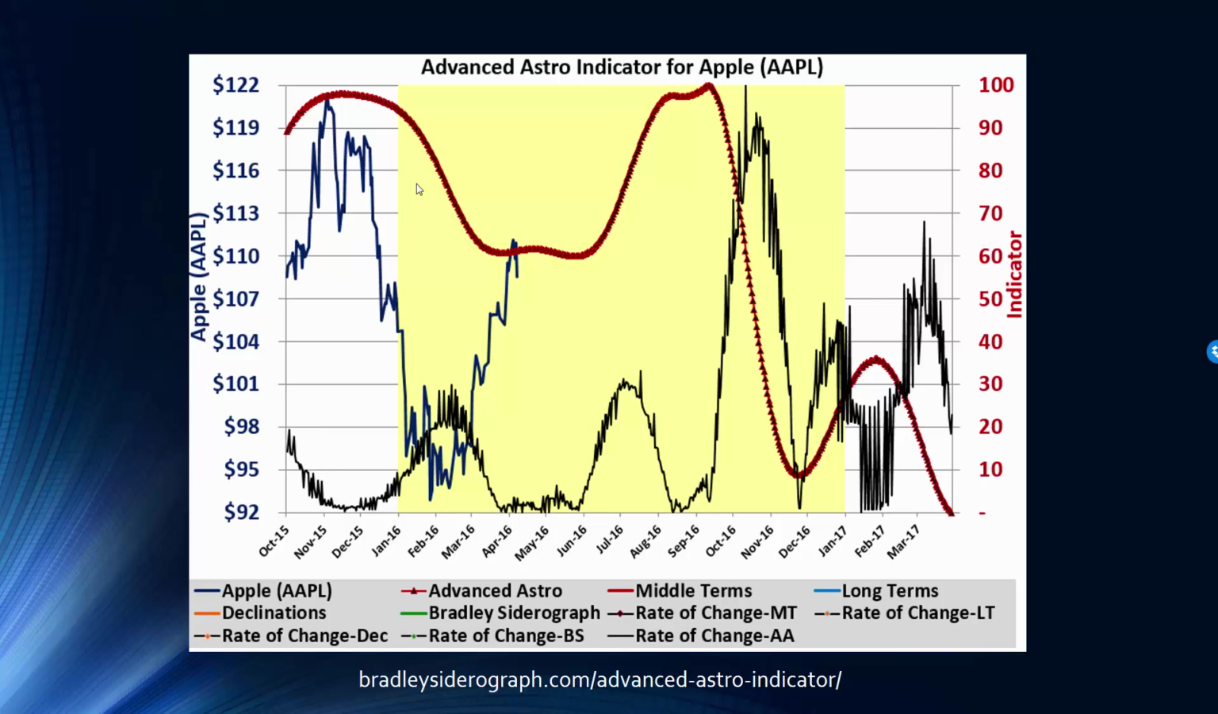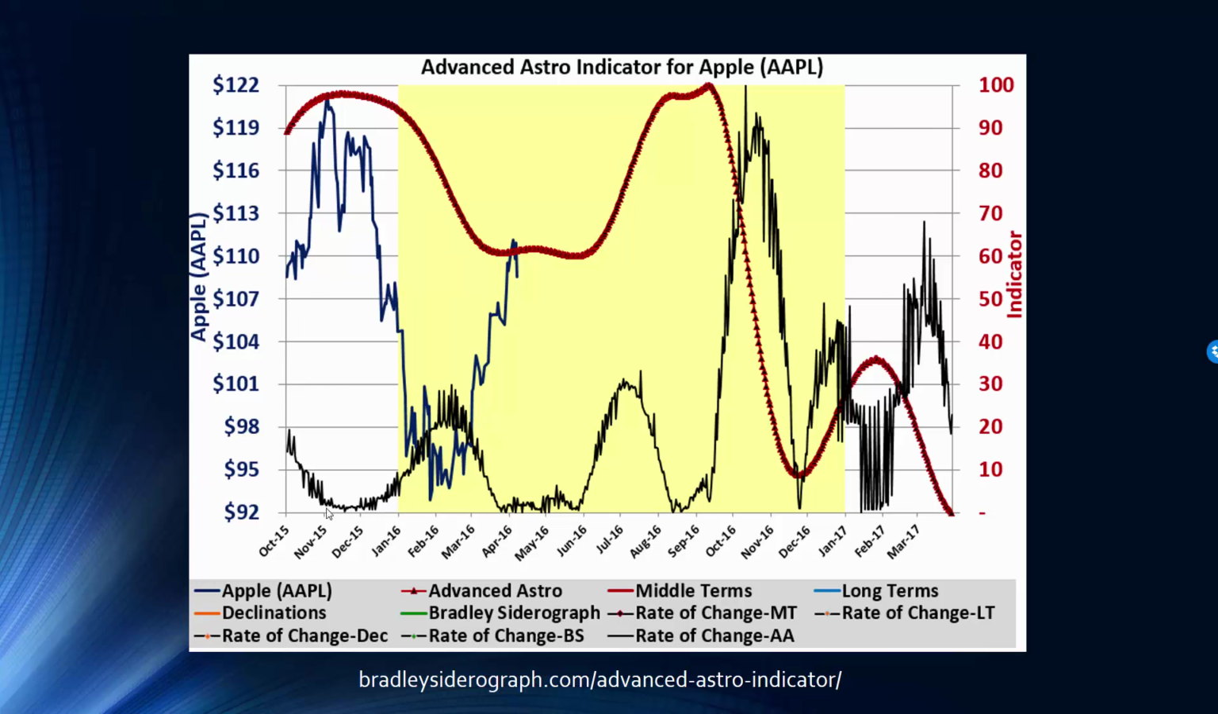So let's take a look at another security. One of the more actively traded securities today is Apple. So we can see this graph right here, this red line. This is the advanced astro indicator for Apple for 2016. And in blue here, you can see a graph of Apple's stock price. And let's take a look at the rate of change. So this black line right here, this is the rate of change for Apple. And you can see that the high for Apple corresponded to the top in the advanced astro indicator, as well as a low in the rate of change.